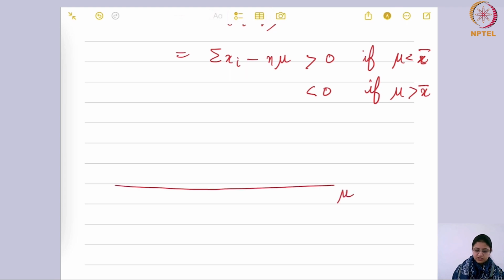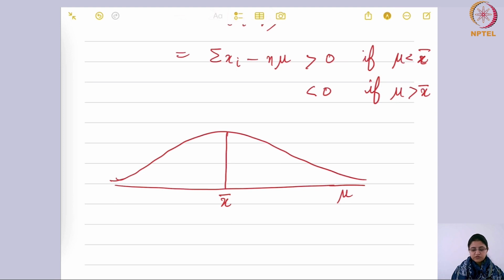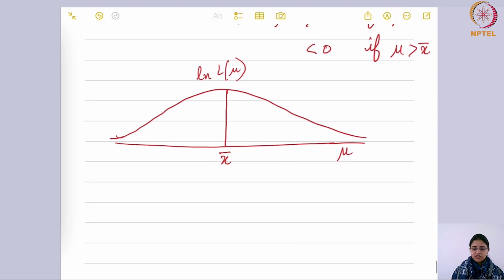So basically this is your mu and this is your normal distribution. So here you have somewhere the sample mean. So first it is increasing and then it starts decreasing. And here it is log of L(mu) you have. Okay. Now what you are given in the question is that mu is greater than or equal to 2, or you can say that this is mu naught. So we are focusing on the region for mu greater than or equal to mu naught.